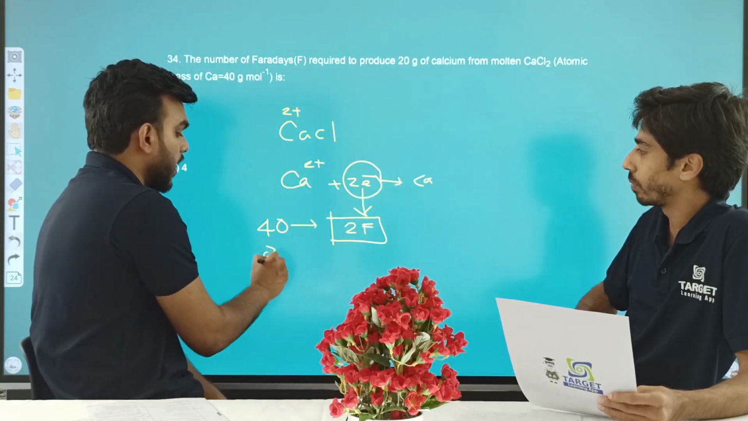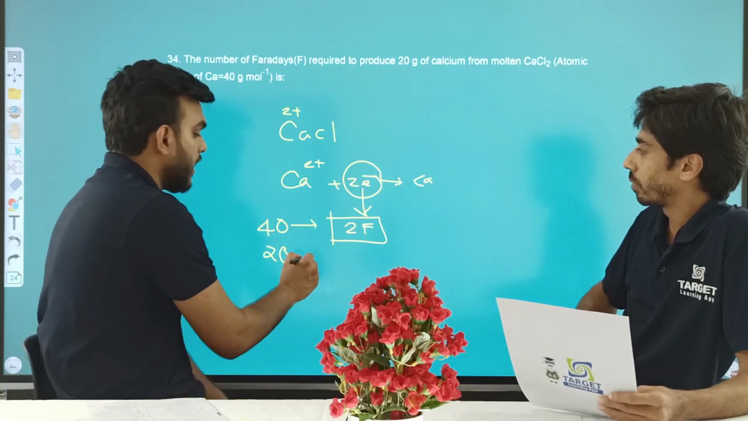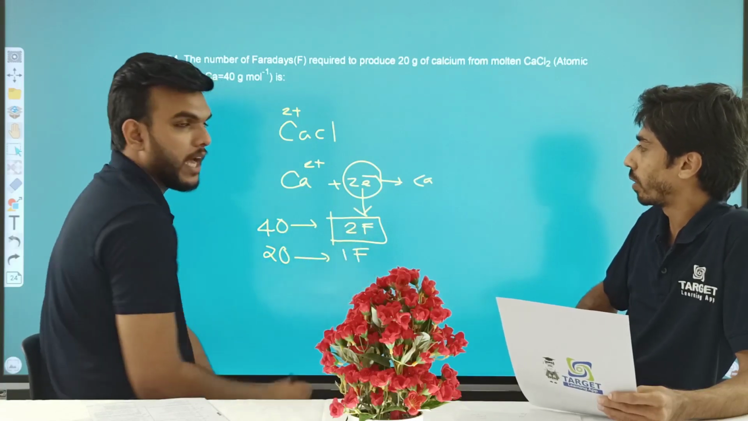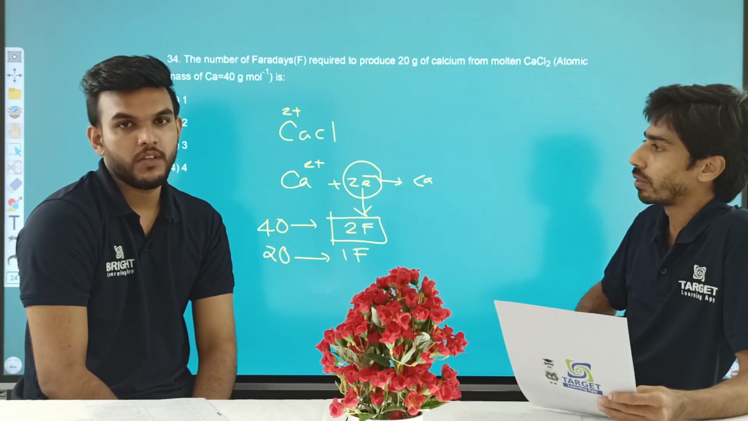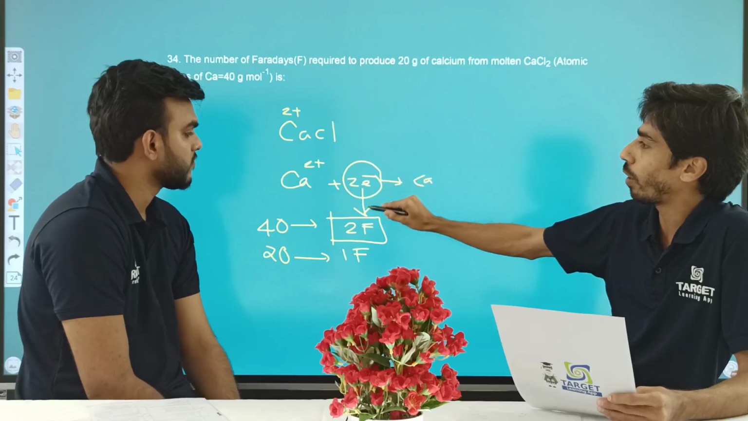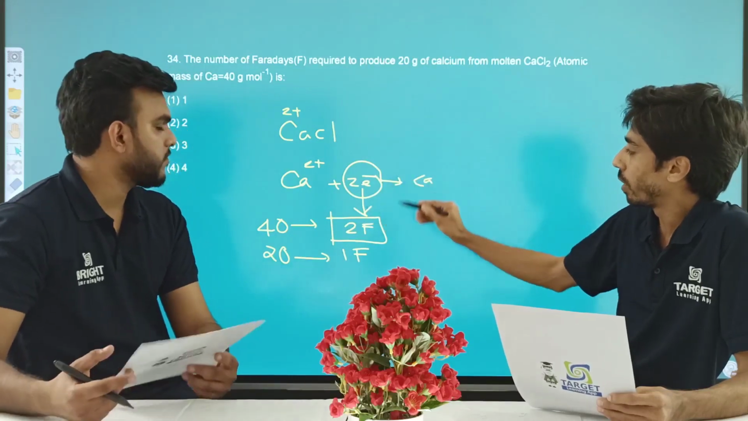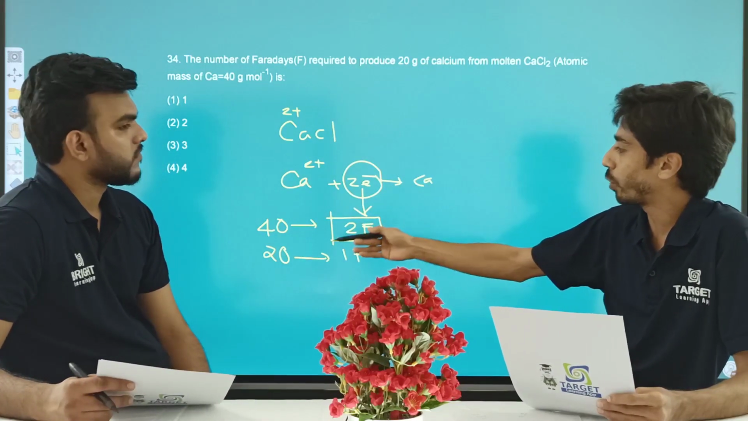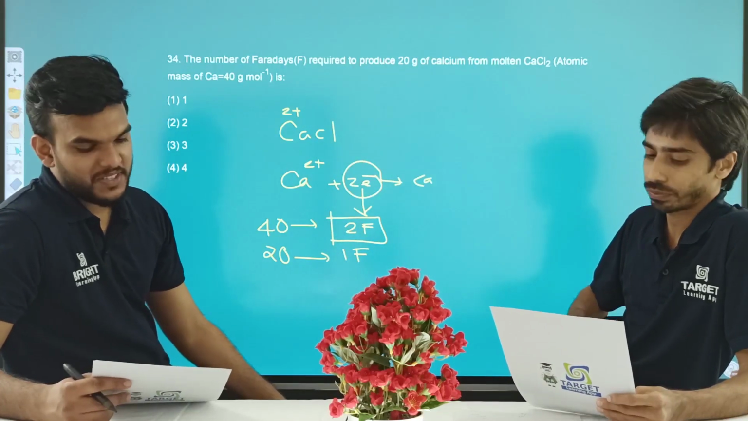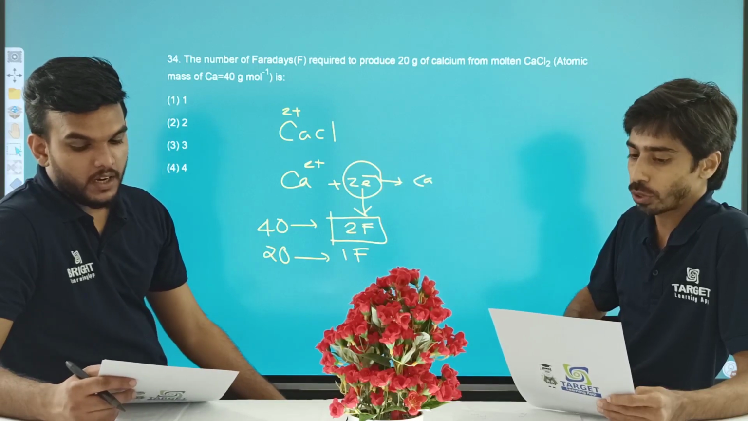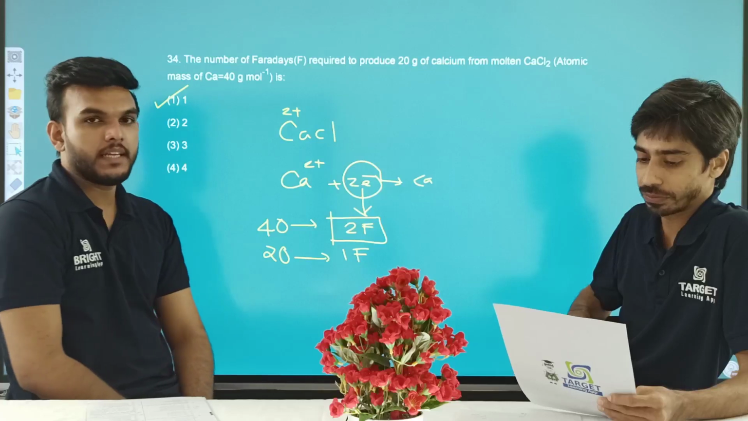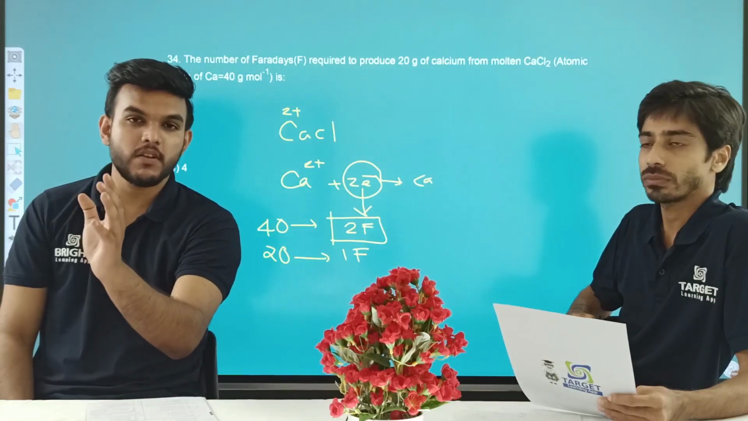So for 20 gram, which is given in our question, it will be half the value of 2, which is equal to 1 farad. That's a simple concept. In order to produce 40 gram of calcium, we require 2 farad of electricity. Instead of 40, if we want 20, that means half of that 2, that will be 1 farad. Very direct question. So the answer will be option one, the right answer.